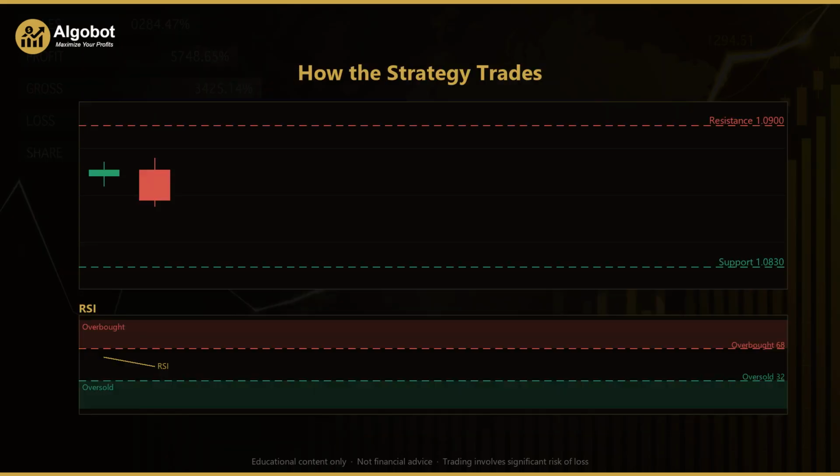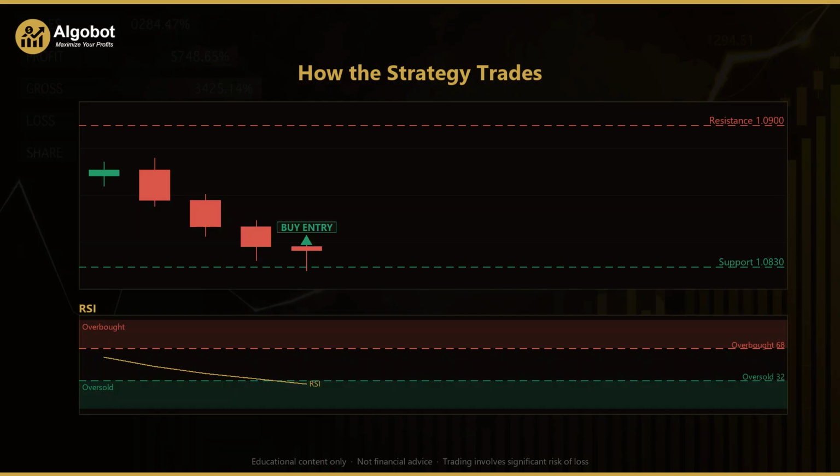Let's bring this to life on the chart, walking through a long trade first, and then a short trade. Across the top you can see two dashed horizontal lines. The lower green line marks support at 1.0830, the lowest low over the recent lookback window. The upper red line marks resistance at 1.0900, the highest high over that same window. Below the price, the gold line is the relative strength index, with its oversold band at 32 and its overbought band at 68.